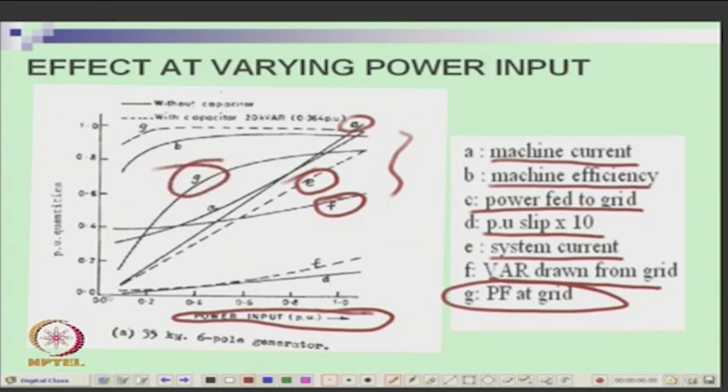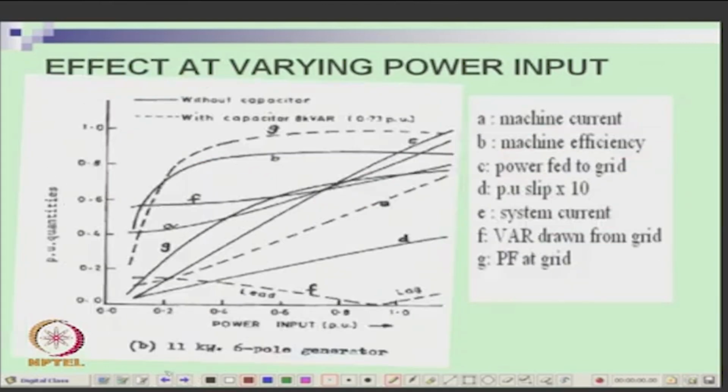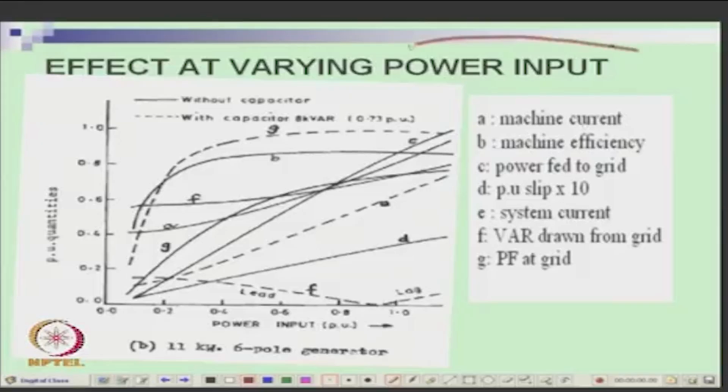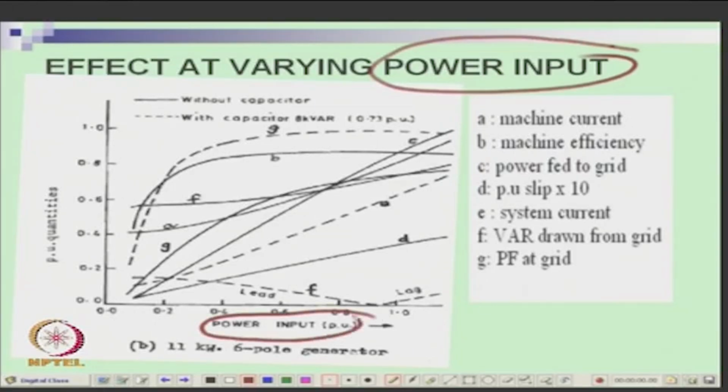You will notice that with capacitor is this dotted line, and without capacitor is the full line, and these curves are given in that paper. I have just reproduced them from there; I will give you a copy of the paper, you can see it. This is the effect of power input, again the same thing, I think for another machine, an 11 kilowatt machine. So, we will close here.